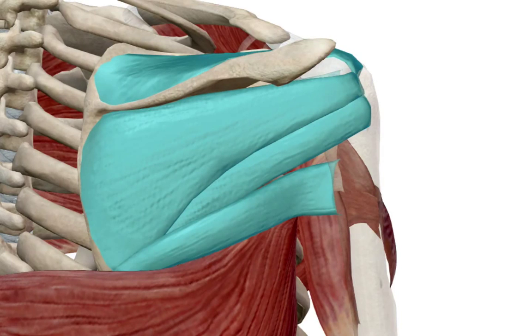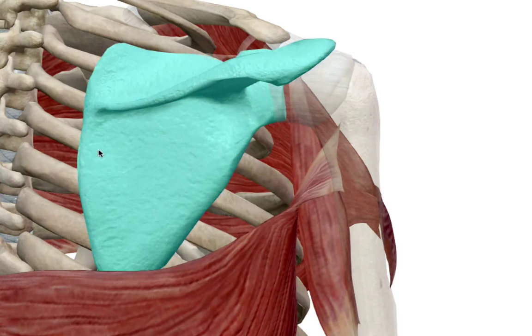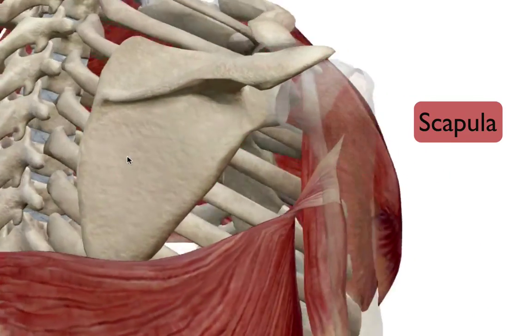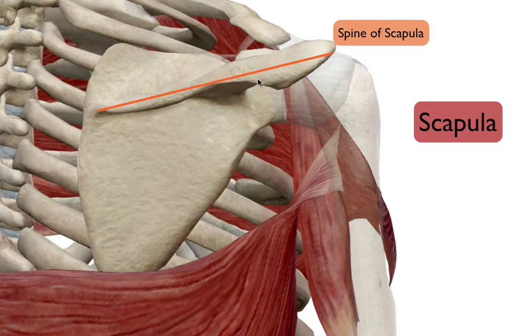So I'm going to hide these, and I'm going to reveal the scapula. So two major features of the scapula that I want to highlight. Number one is right here. Okay, this is the spine of the scapula. Okay, and this area here is the superior portion of that, or the superior side of the scapula.